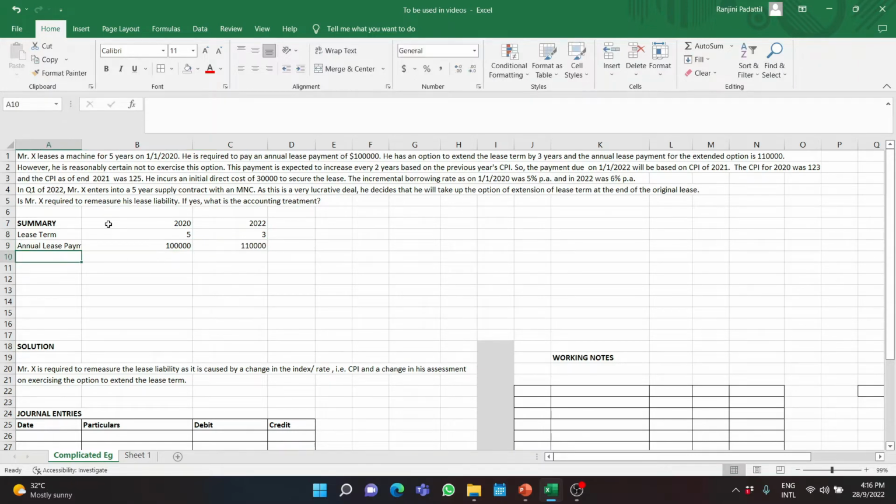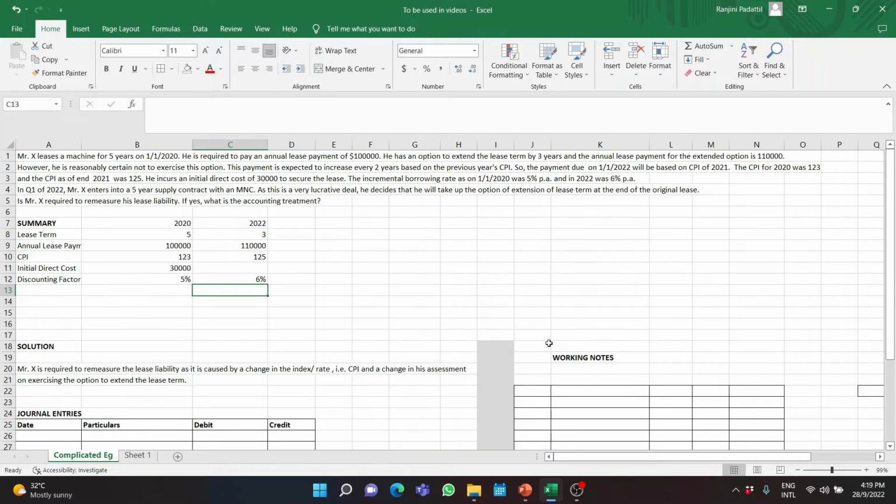6,000. Then we also know that in 2022 there will be a change in payment because of a change in the CPI. In 2020 it is 123, and in 2022 it is 125. There's an initial direct cost of 30,000, and then the discounting factor during the original lease term is 5% and the extended period is 6%. In Q1 of 2022, Mr. X enters into a 5-year supply contract with an MNC. So this is the event that has resulted in a change in the assessment of the lease term.